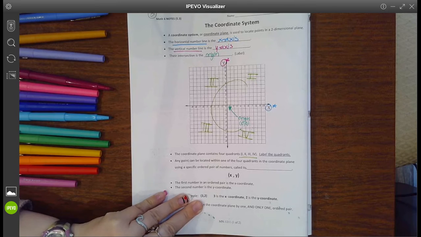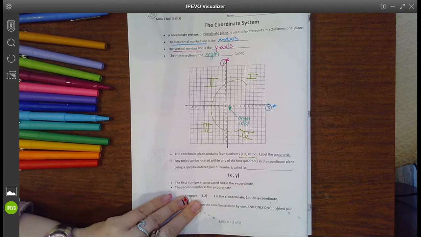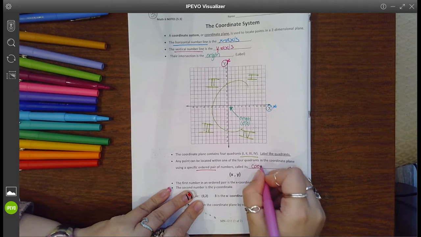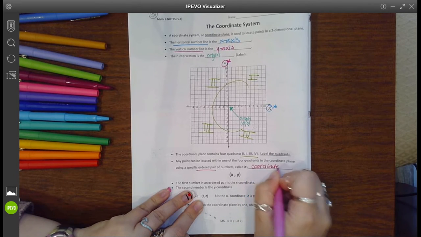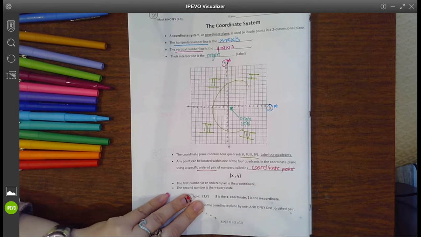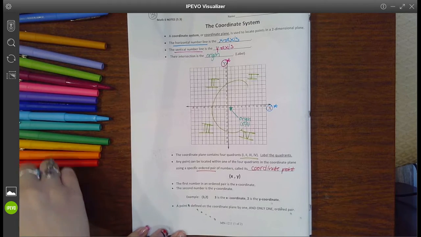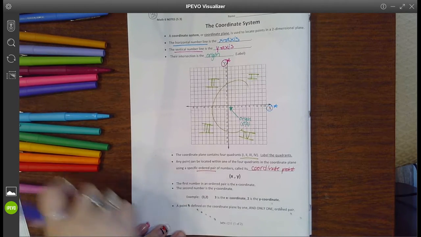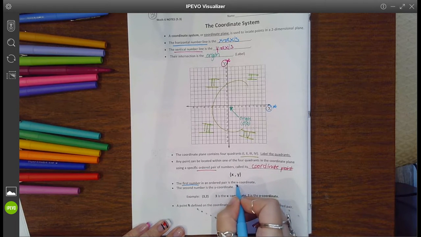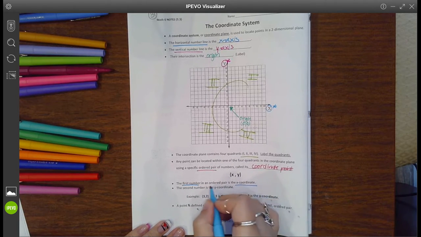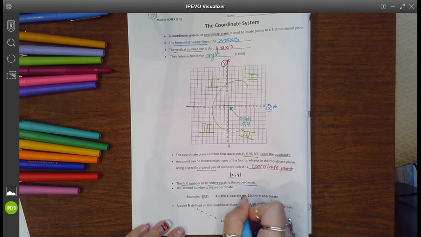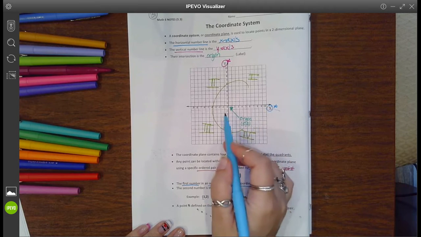How they locate them is they use ordered pairs, or sometimes they call it a coordinate point, and they use x first and then y. So again, the first number is always the x coordinate in that ordered pair. So right here, there's the x, which means if it was 3, that would mean that I would go 3 on the x-axis, so 3 to the right.